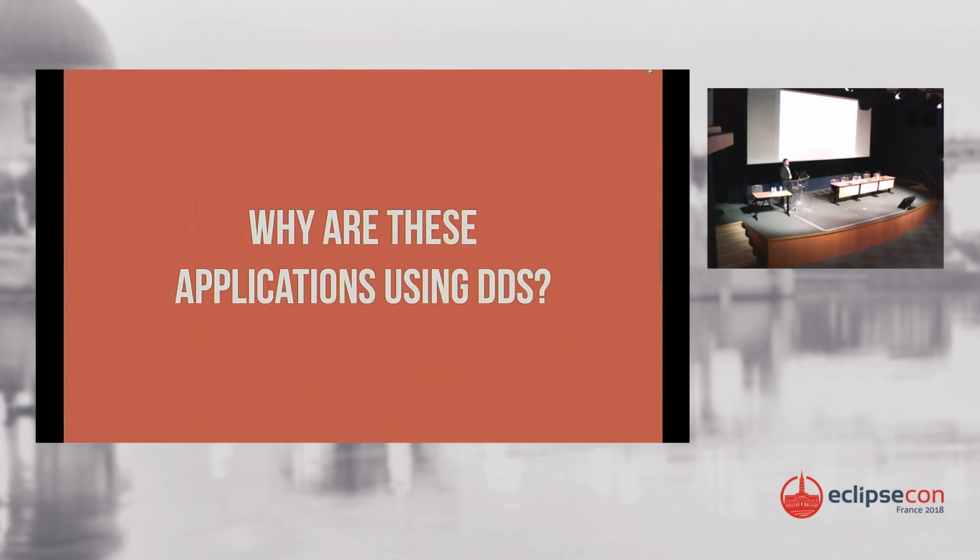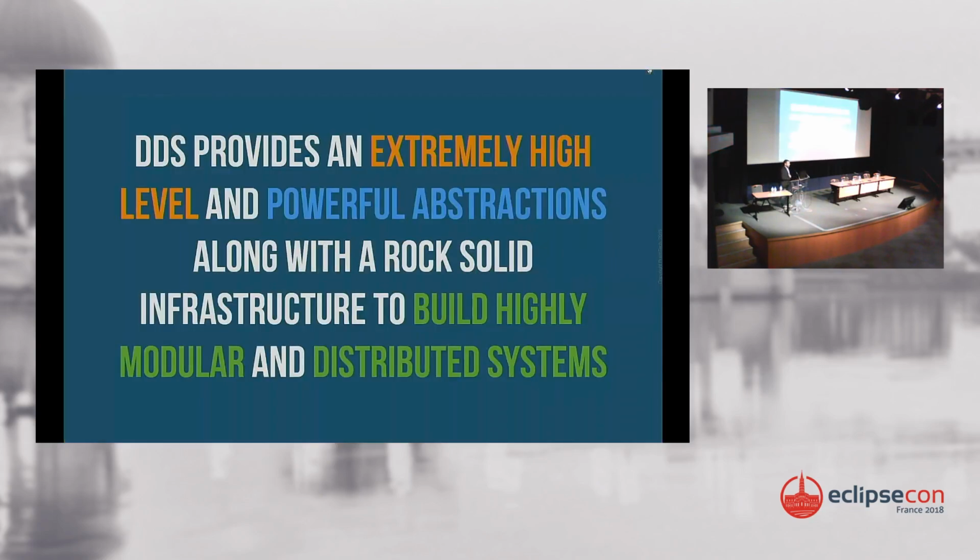Why are these applications using DDS? We already partially answered the question regarding performance, latency, throughput, and so on. But let's dive into it. DDS provides an extremely high-level abstraction, and when I say high, it even hides from the user the concept of messages. So it's really, really high-level abstraction. But this abstraction is built on a solid infrastructure that has already proven being performant, robust, etc.